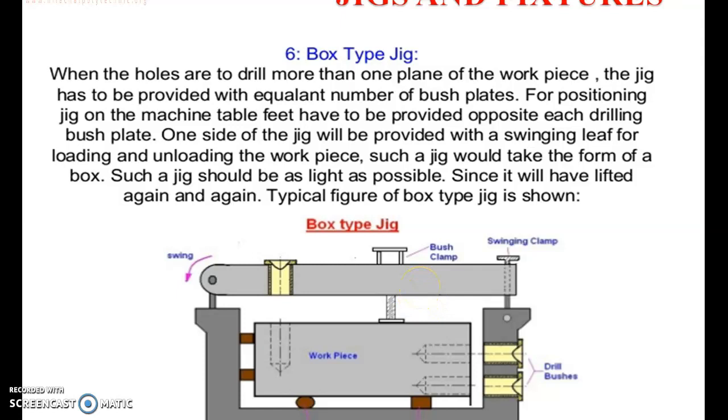For positioning the jig on the machine table, feet have to be provided opposite each bush plate. One side of the jig will be provided with a swinging leaf for loading and unloading the workpiece. Such a jig would take the form of a box. Such a jig should be as light as possible, since it will have to be lifted again and again. A typical figure of a box jig is shown in this slide. So this is all about the types of jigs.